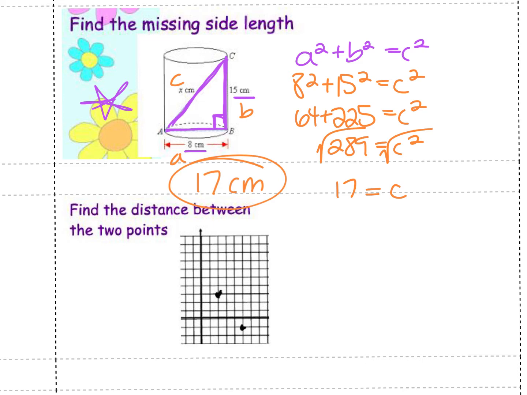So I went ahead and did the problem. I said A was the side of 8 at the bottom. I said B was 15, the side. And when I solved, I got C is 17. So my answer to C is 17 centimeters.